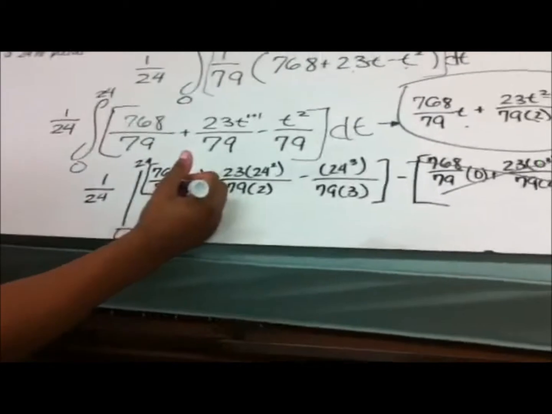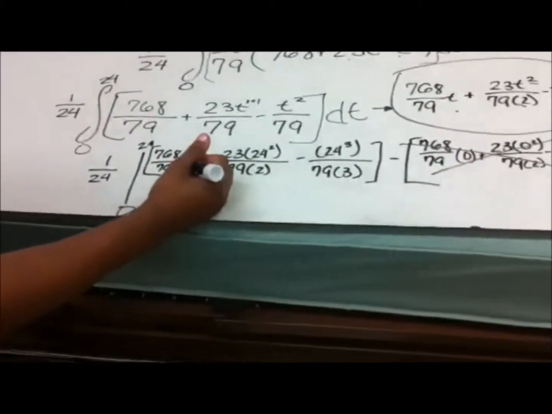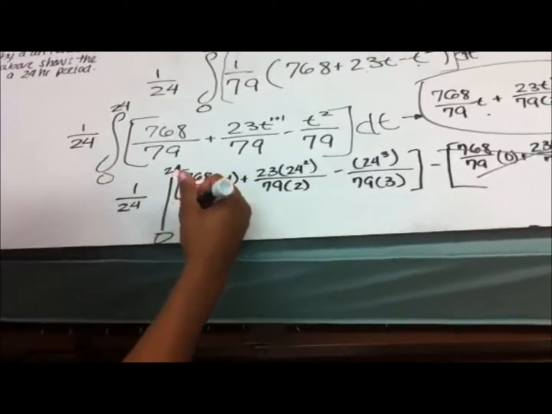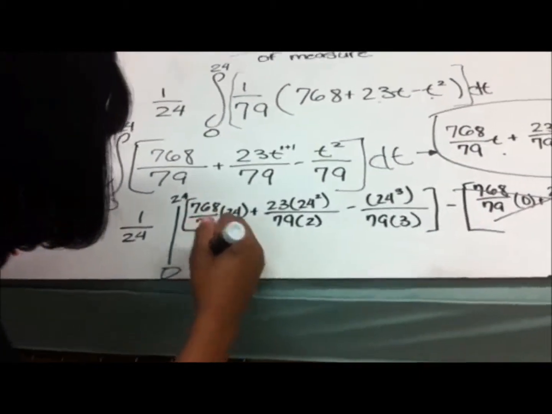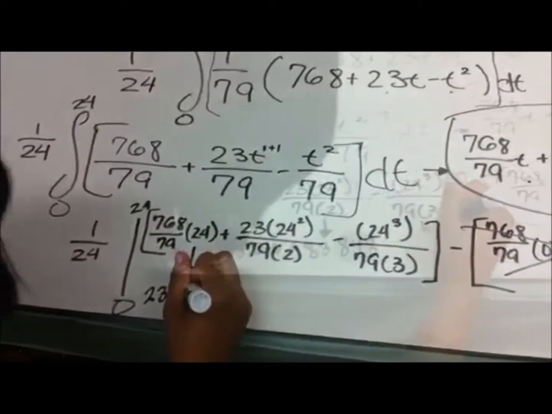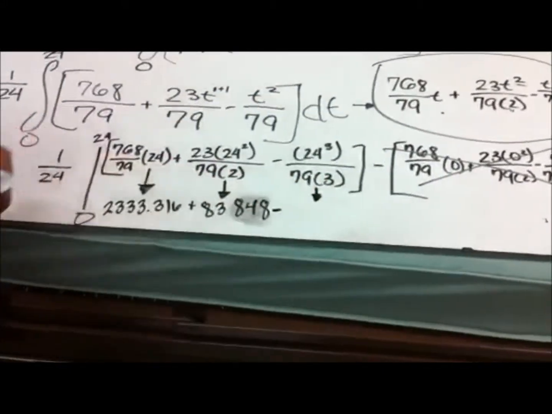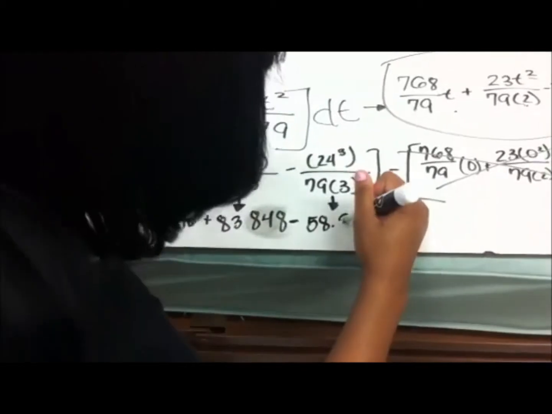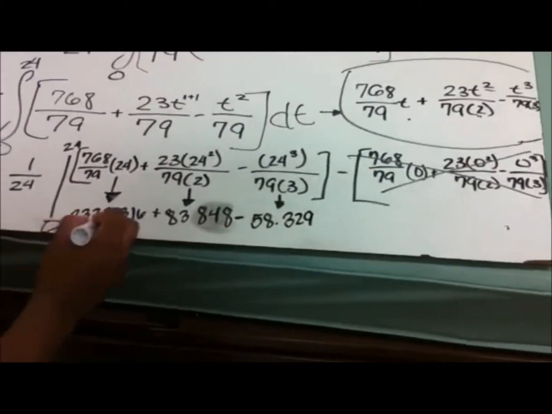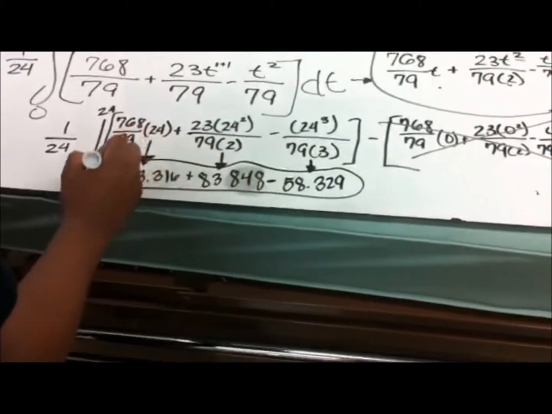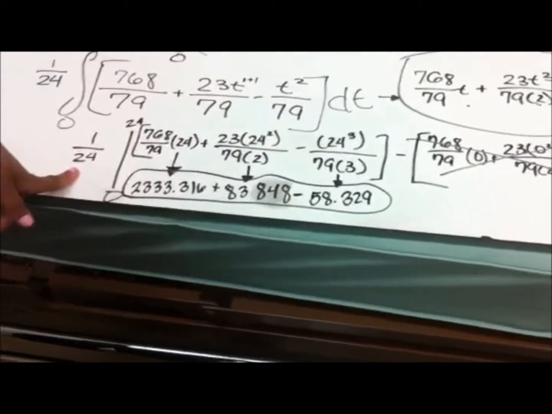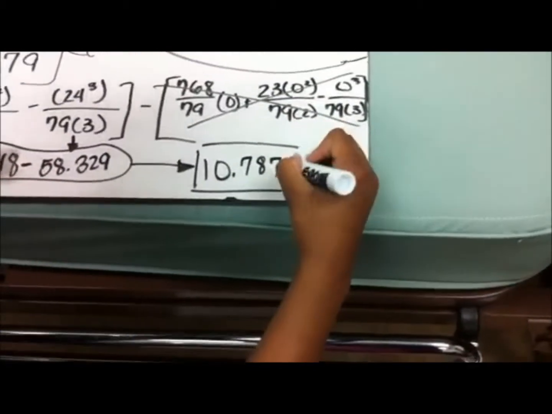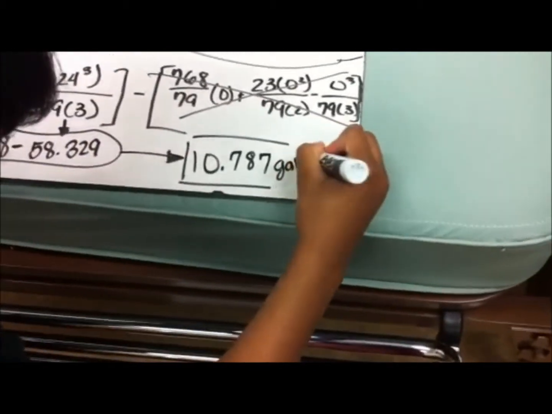Now to break it down into what everything will equal, 768 over 79 times 24 will be 233.3 minus 58.329. Now once you add and subtract all these numbers, and once you multiply by 1 over 24, you then get 10.78 gallons per hour.